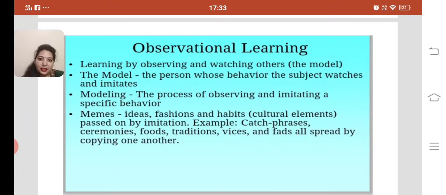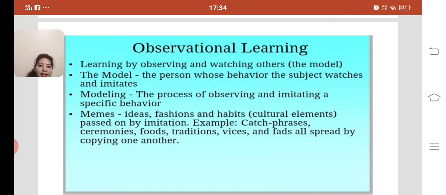What is the model, or who is the model? In learning by observing and watching others, whom we watch is known as the model. The model is the person whose behavior the subject watches and imitates. Modeling is a process of observing and imitating a specific behavior.